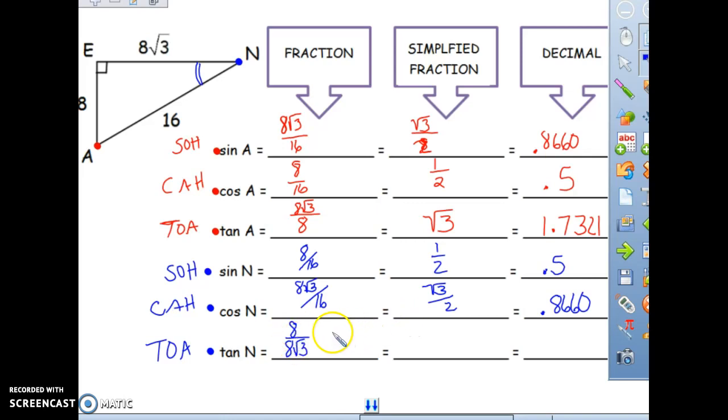The 8's reduce, and I get 1 over the root of 3, which will not work, so we have to rationalize it. So I'm going to multiply it by root of 3 over root of 3, which gives me the root of 3 over the root of 9, and I can simplify that to a 3.